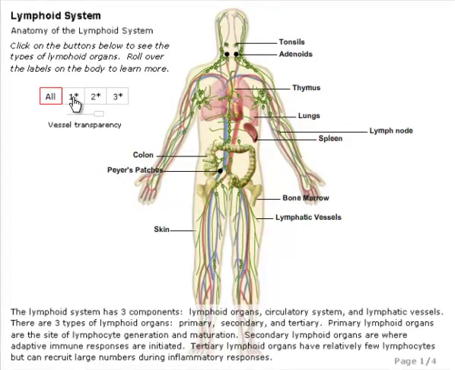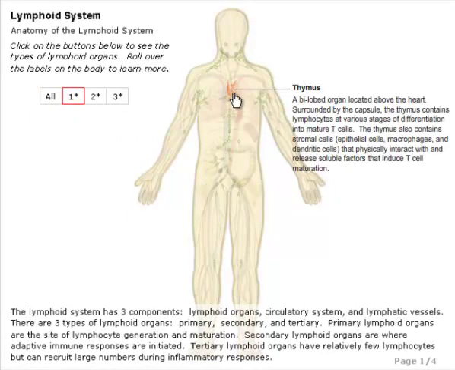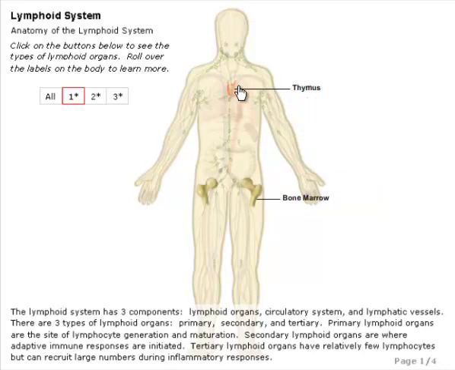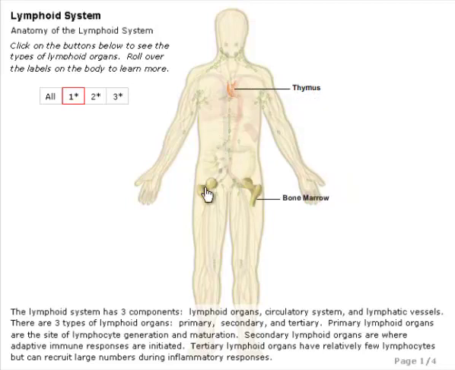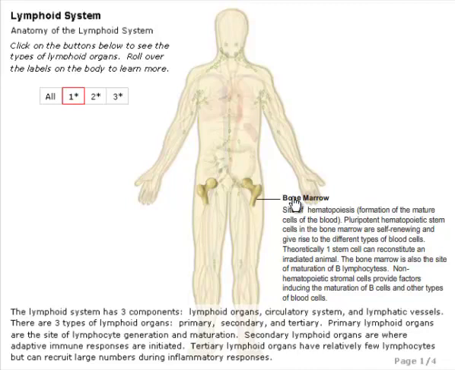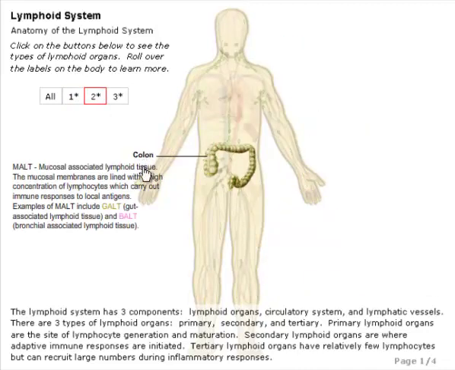You also can look at different views, so you can look at specific components here. The thymus, we've already talked about a little bit, being this bilobed organ here where the production of our T cells is going to take place. Bone marrow contains the stem cells, so it's the site of hematopoiesis. We've talked a lot about this already as well. So you can take a look at different things here.